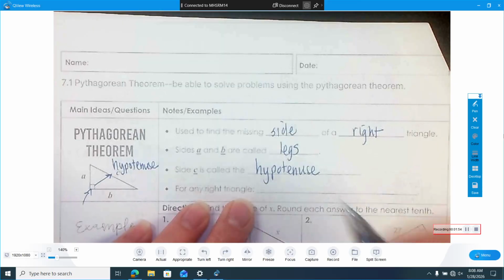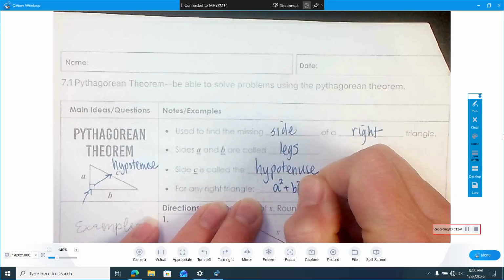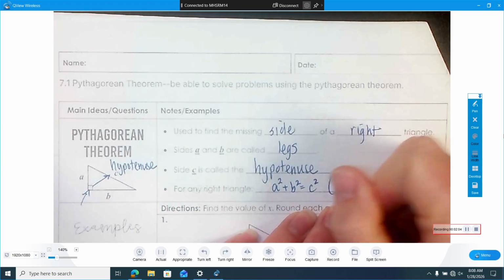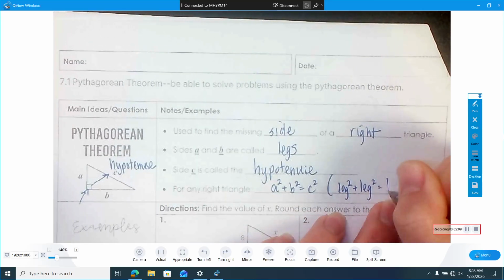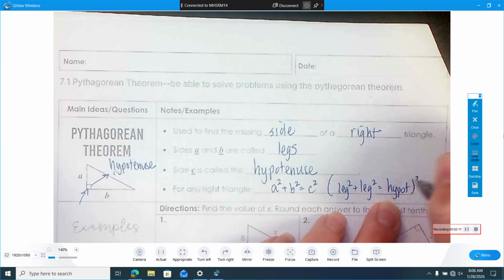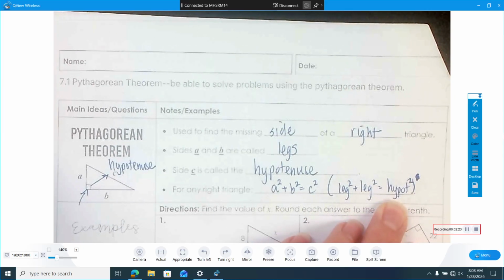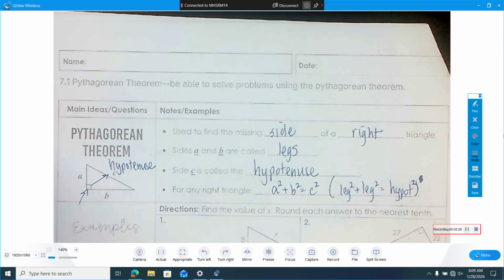For any right triangle, then, we can use the Pythagorean Theorem, which says a squared plus b squared equals c squared. But I prefer leg squared plus leg squared equals hypotenuse squared, okay? So I much prefer to say, hey, square your legs, add them up, and that equals the hypotenuse squared. So really important that we're always equaling the hypotenuse, all right? So that's the important part there.